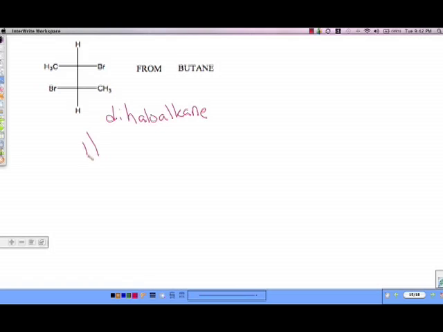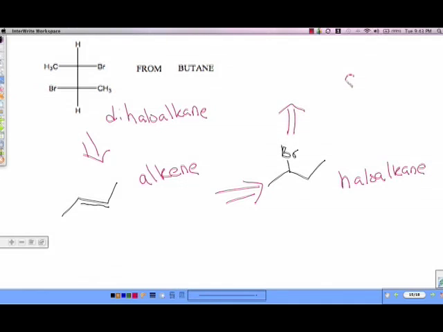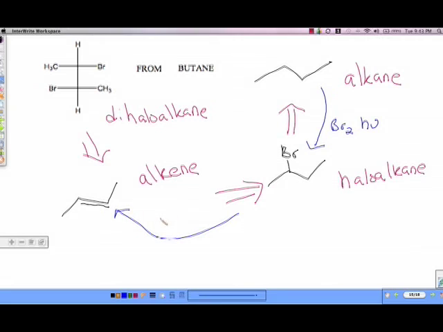Dihaloalkane. And where do these come from? The alkene, haloalkane, which comes from alkane. Alkane to haloalkane, Br2, light. We have the Zaitsev product here from the secondary. So this would be NaOH. Two Brs added across the double bond in an anti-fashion. This is now Br2 in an organic solvent, CCl4.